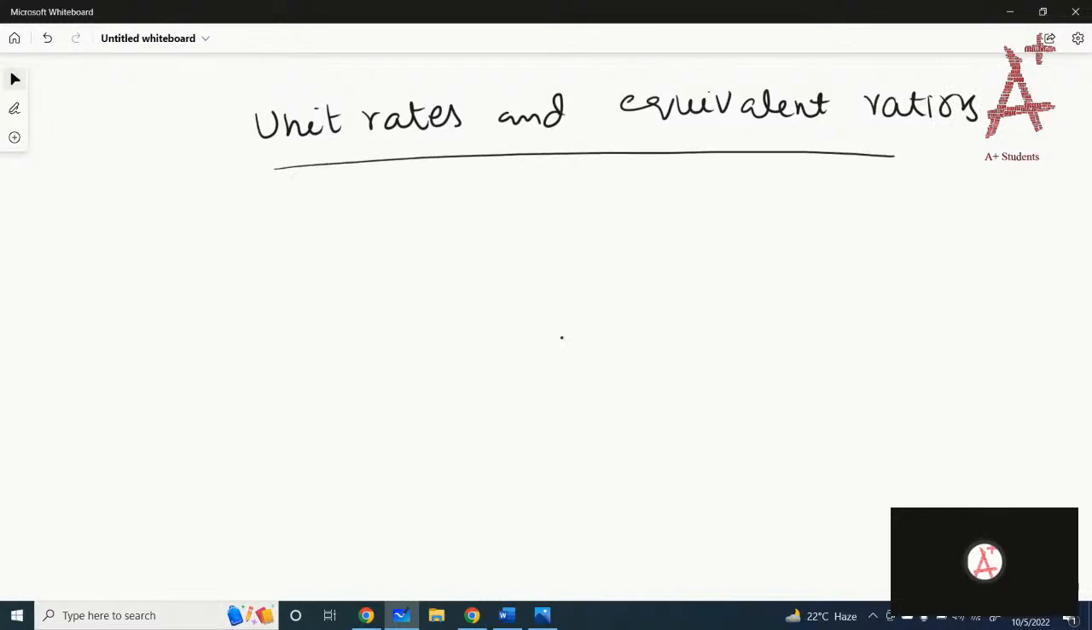Okay, so let's start with unit rates and equivalent ratios. Find the unit rate. 12 deliveries in 2 hours. The unit rate means, in the question you are given 12 deliveries in 2 hours. That means how many deliveries in 1 hour. Got it? Unit rate is when you have to find an answer for the one thing. So you have to find the number of deliveries in 1 hour.